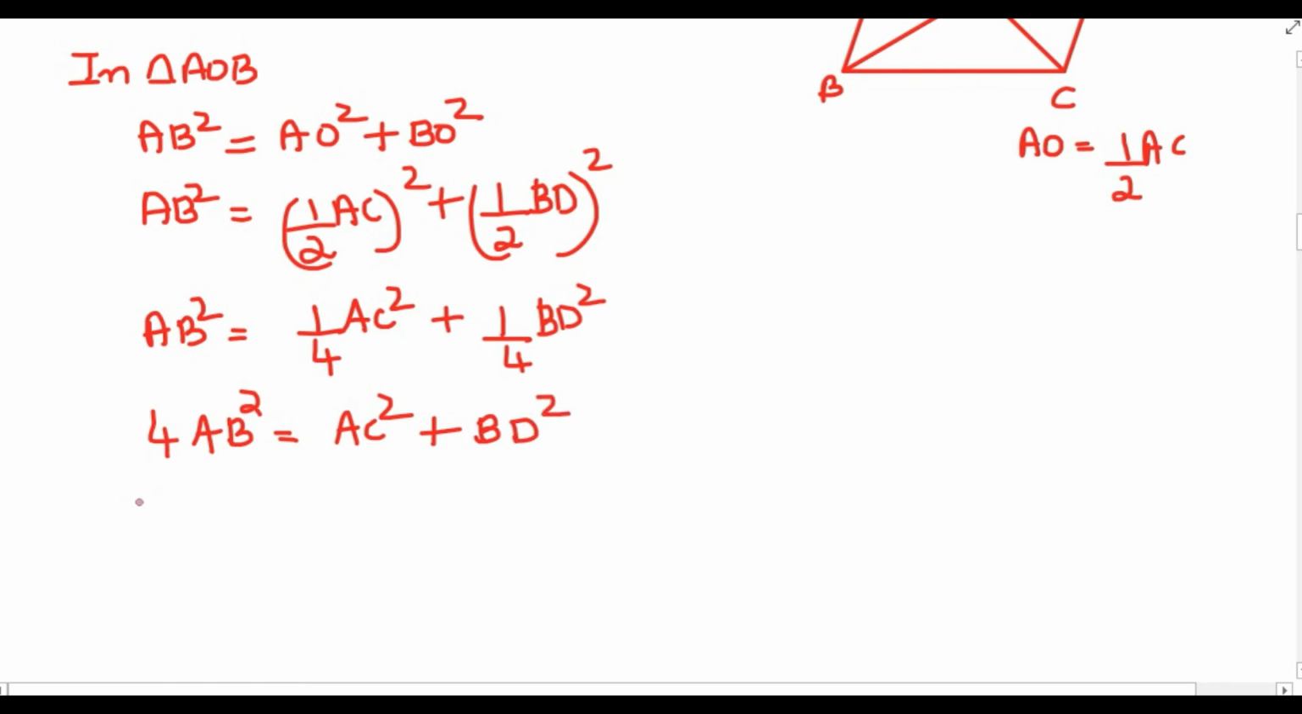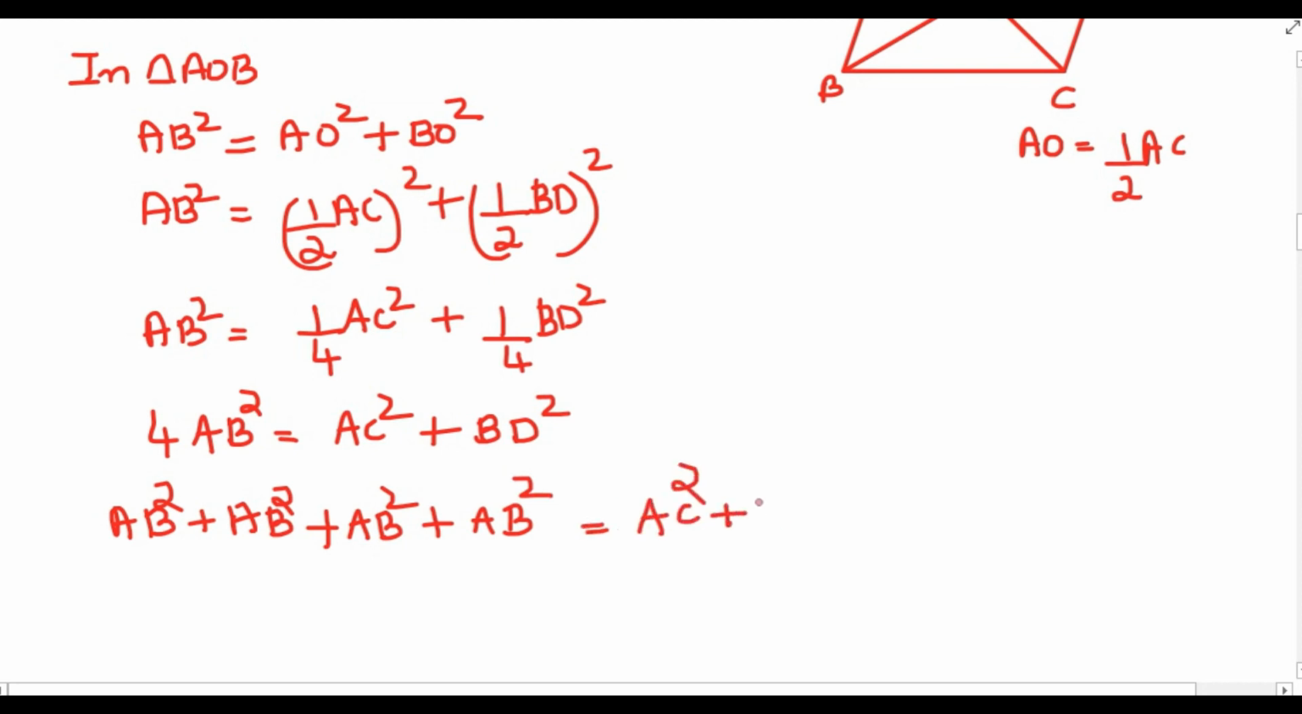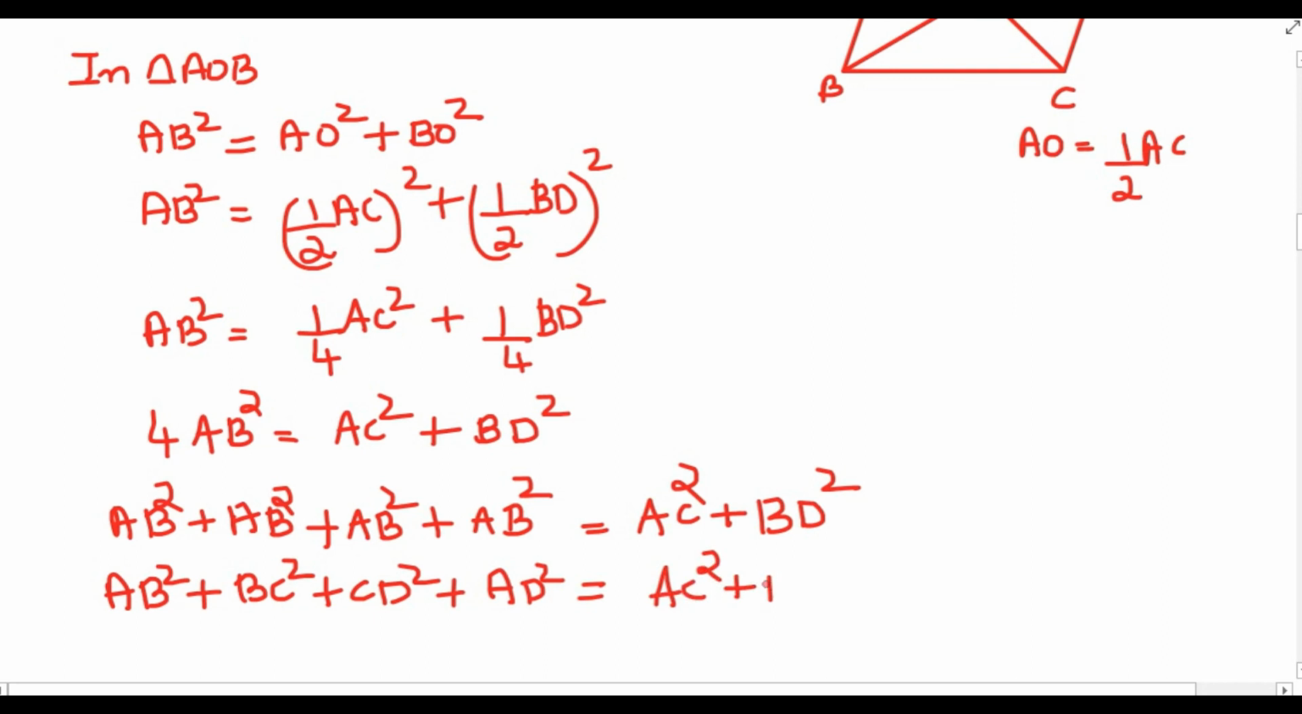Now 4AB square means, in a rhombus all the sides are equal, so I can write AB square plus AB square plus AB square plus AB square. 4AB square means 4 times you have to add AB square is equal to AC square plus BD square. Now in a rhombus all the sides are equal. So I can replace this AB by BC, then CD. Again I can replace this as AD square is equal to AC square plus BD square.